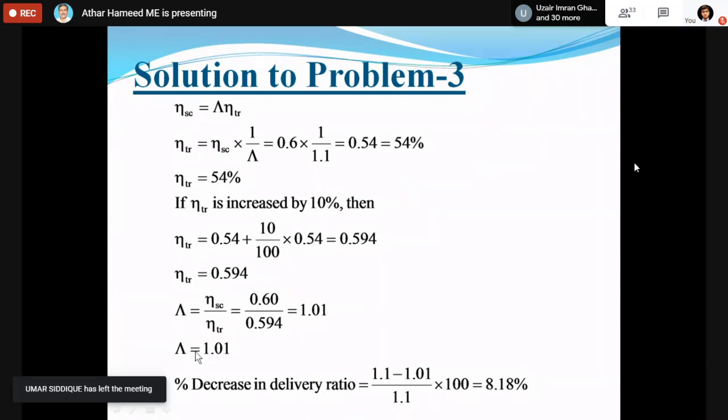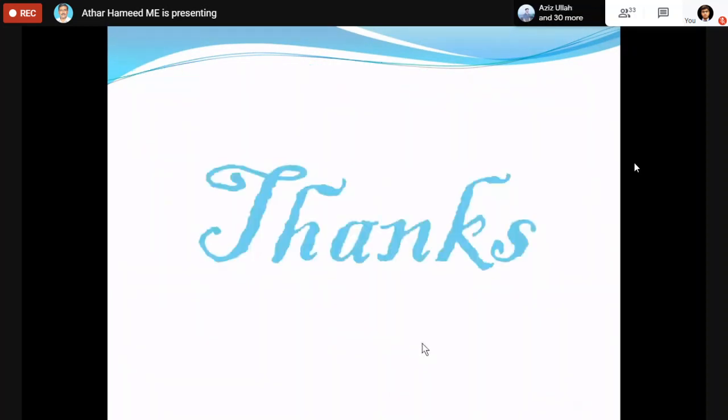So delivery ratio has been reduced. You can see पहले कितना था 1.1, अभी कितना हो गया 1.01. So decreased delivery ratio is (1.1 minus 1.01) divided by 1.1 into 100. 8.18% decrease हुआ है delivery ratio. So these are the 3 problems after which lecture is finished.